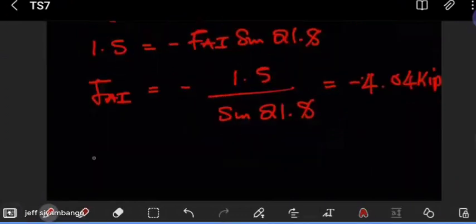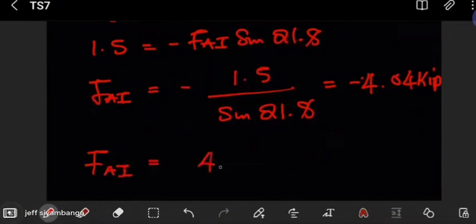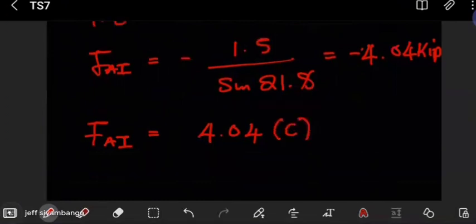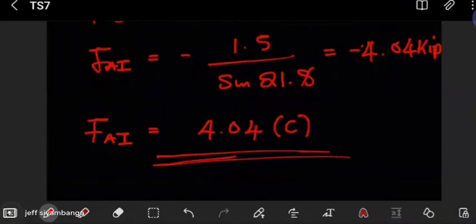Now, this force came as negative. What does that mean? Yes. But don't really take it that our assumption was wrong or something. It feels like we were wrong, but it just tells us that the member is actually not in tension, but it is in compression. You've got that? Yeah. So this sorts out FAI.